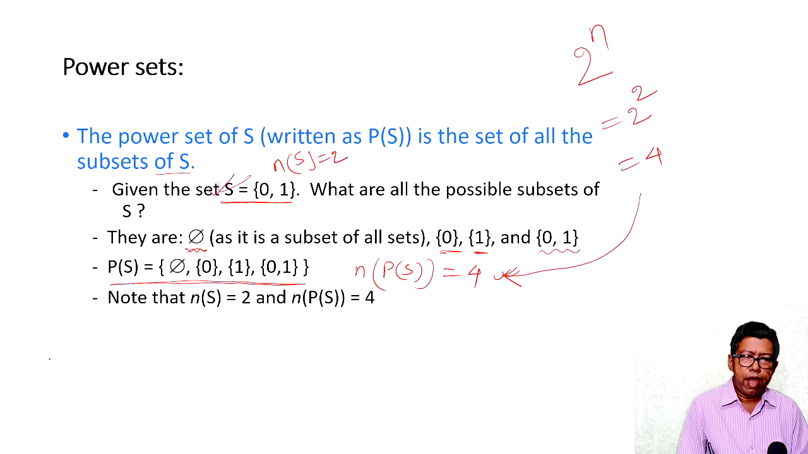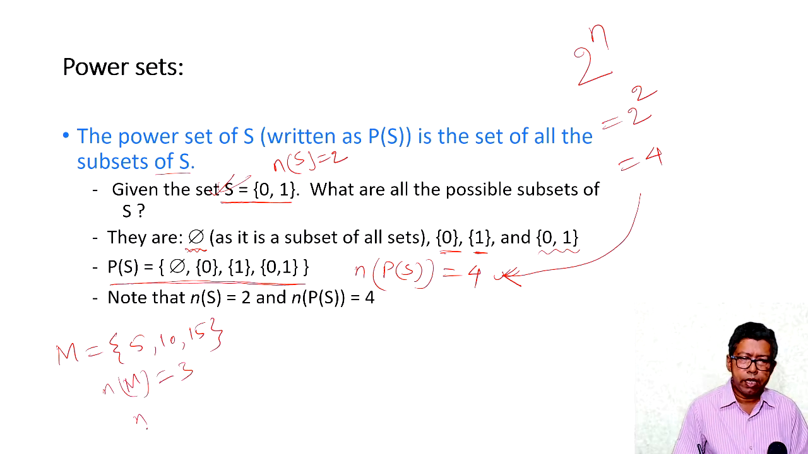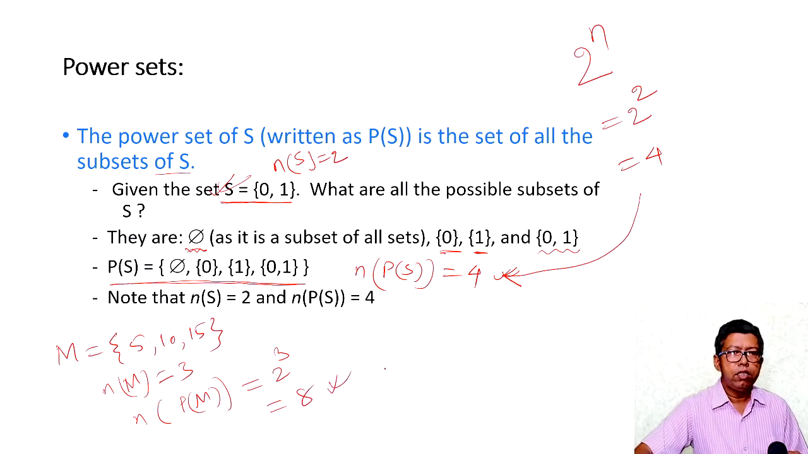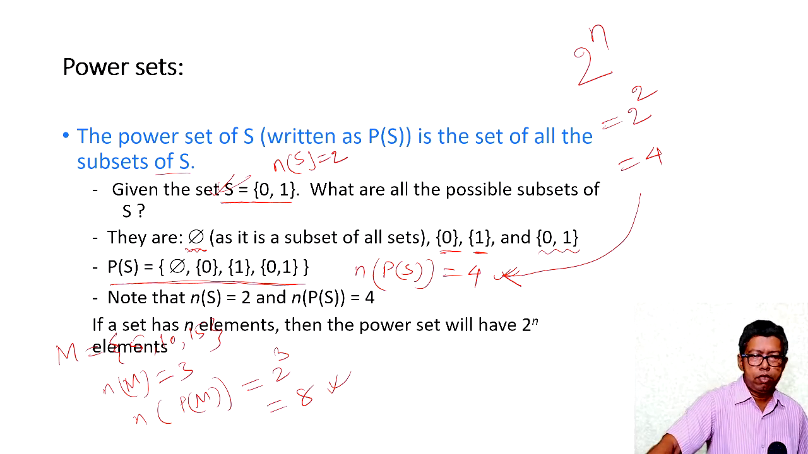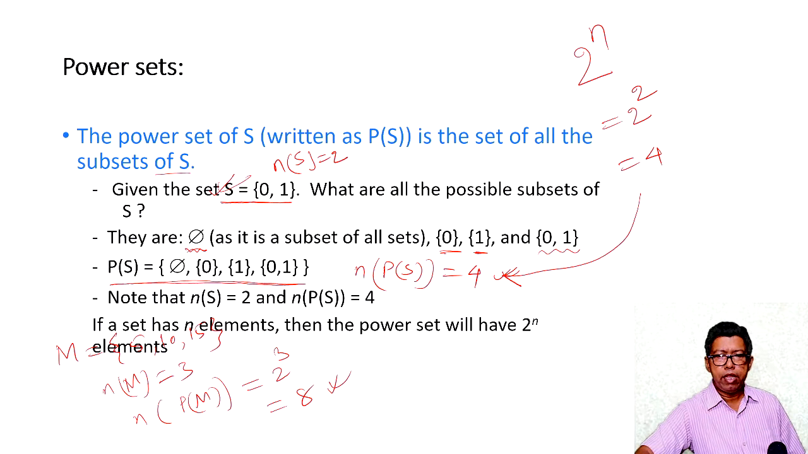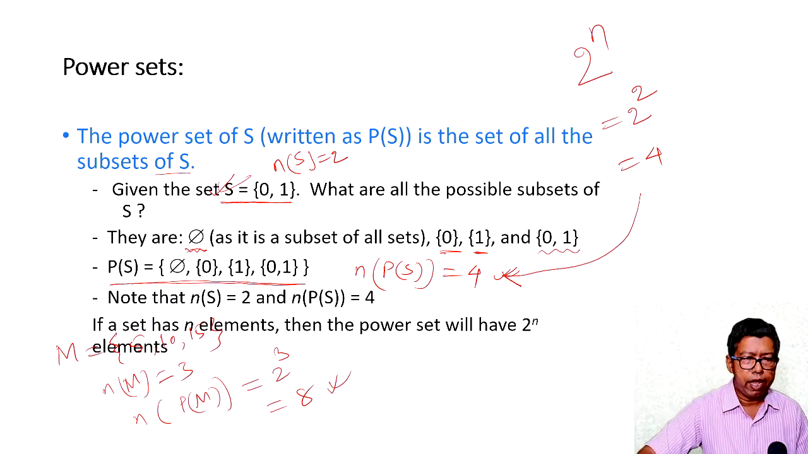Suppose you have a set, say M, which contains 5, 10, 15. How many elements are there? There are 3 elements. So what will be the cardinal number of the power set of M? The power set of M will contain 2 to the power 3, that is 8 elements. This is the way to find the number of elements in a power set. If a set has n elements, then the power set will have 2 to the power n elements.